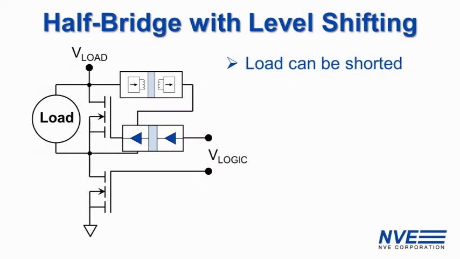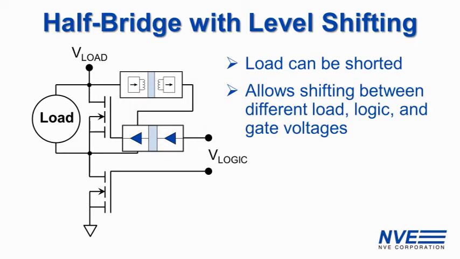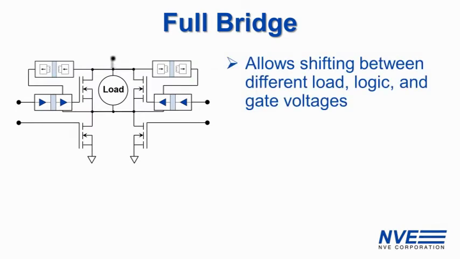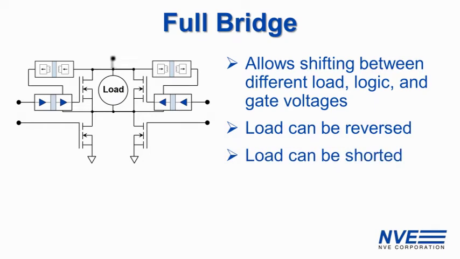We can add level shifting with an isolator and a DC to DC converter. That allows us to use only N-channel MOSFETs and allows different load, logic, and gate voltages. The ultimate motor driver circuit is an isolated full H-bridge, which allows us to reverse the motor, short the motor for faster stopping, or pulse width modulate to control the motor voltage.